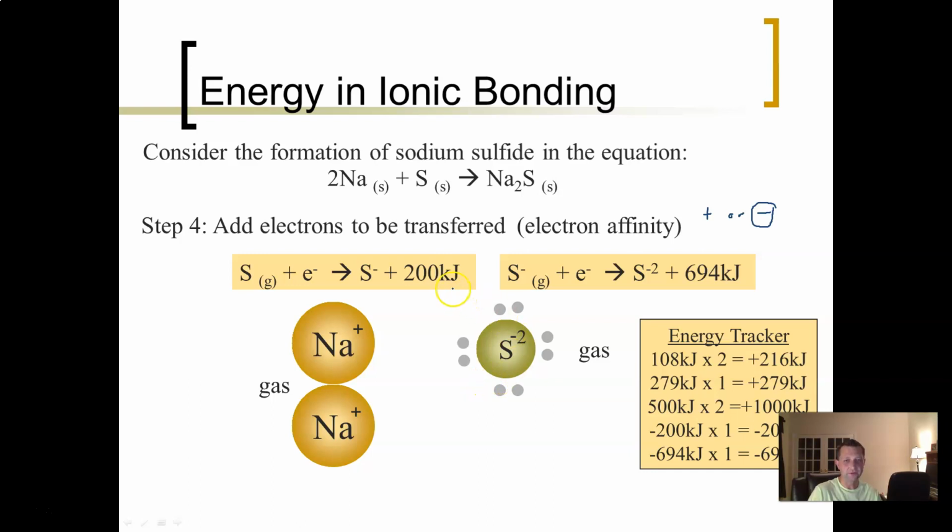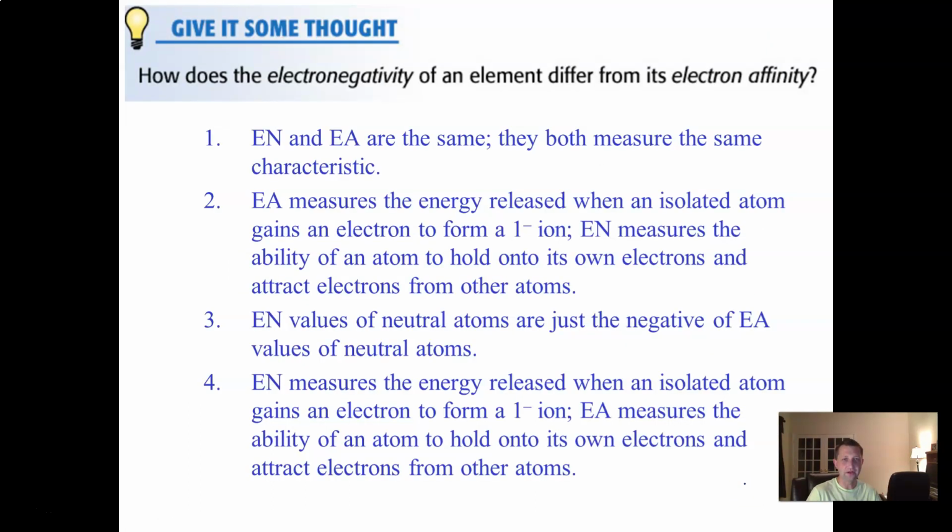Okay? So your first one was negative 200 kilojoules. Your second one was negative 694 kilojoules. A million little details here you need to be very careful with and focus on. So don't rush through it. Don't be sloppy. Okay? So if you look at what we have so far, we have a lot of energy changes going on here.